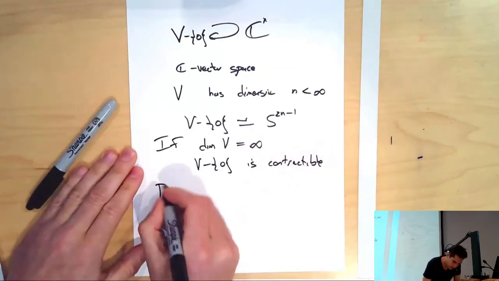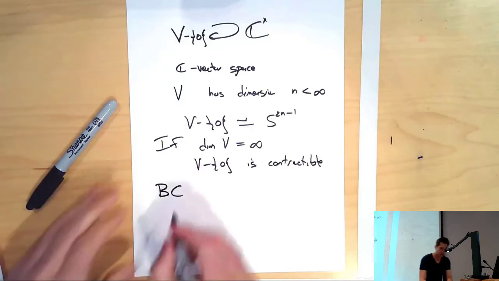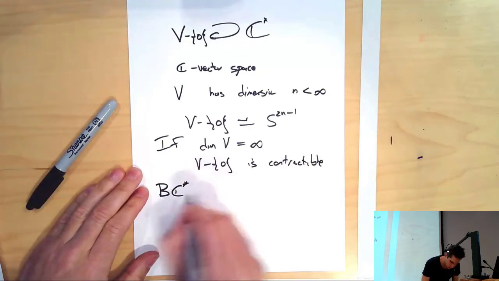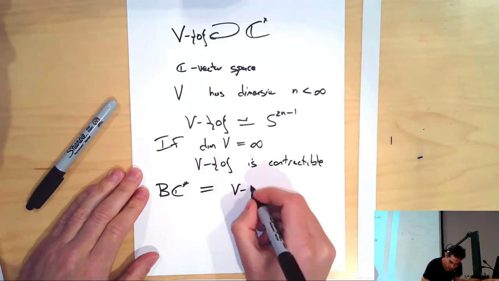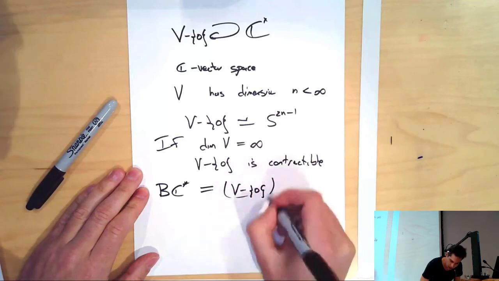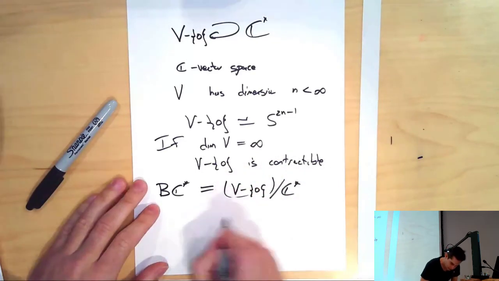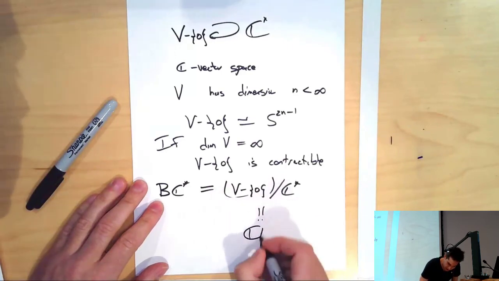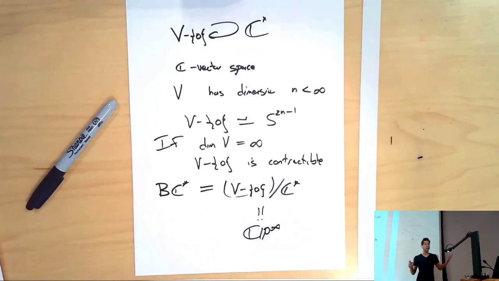And then it's a contractible space with a free action of C*, and so BC*, this space which is well defined up to homotopy equivalence, might as well be what you get by taking V minus 0 and dividing out by the action of C*. And well, this space has a name. This is CP infinity. It's projective space over the complex numbers of infinite dimension.